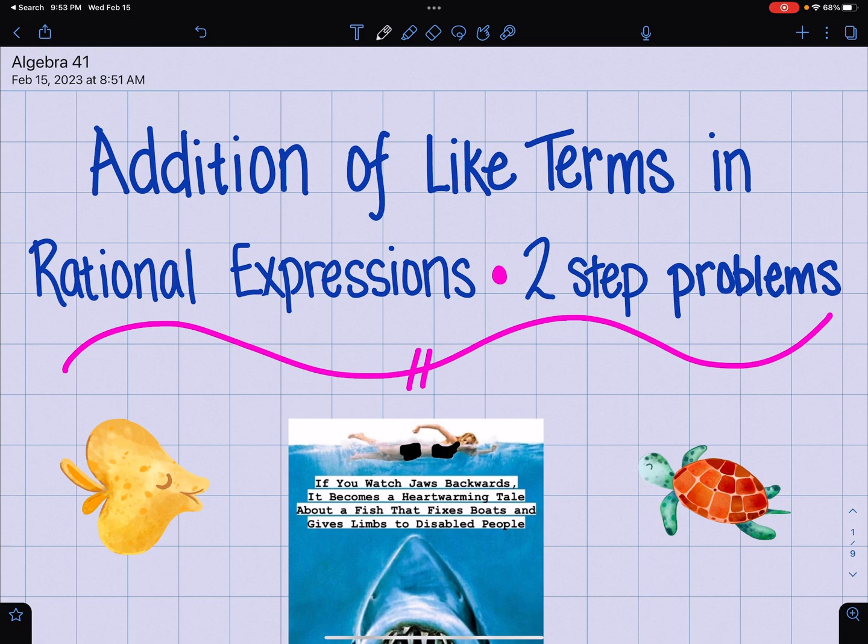So today we are going to talk about addition of like terms, okay? And remember what a like term is. It means the variable is the same. So it's like when you have something like 2x plus 3x is equal to 5x. Because the x's are the same variable, that means that those are like terms. And so you just add those coefficients together and it's easy peasy.